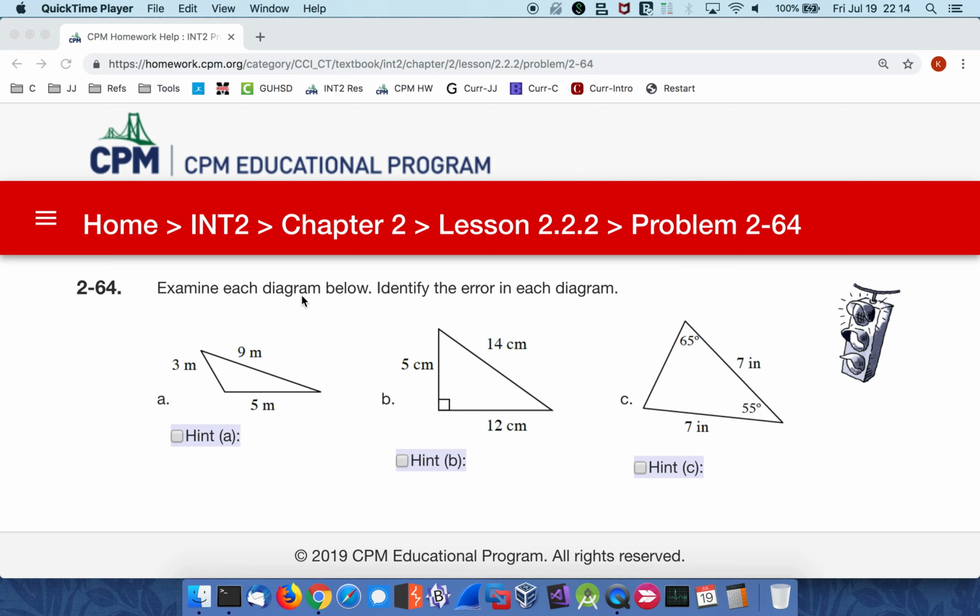So examine each diagram below. Identify the error in each diagram. So let's go ahead and look at this first one here. So we've got a triangle, and they're saying that this side is 3 meters, this side is 5 meters, and this side is 9 meters. So take a second and think about that. Take a look at it, and you can pause the video or whatever. But take a look and think about whether or not that looks correct.